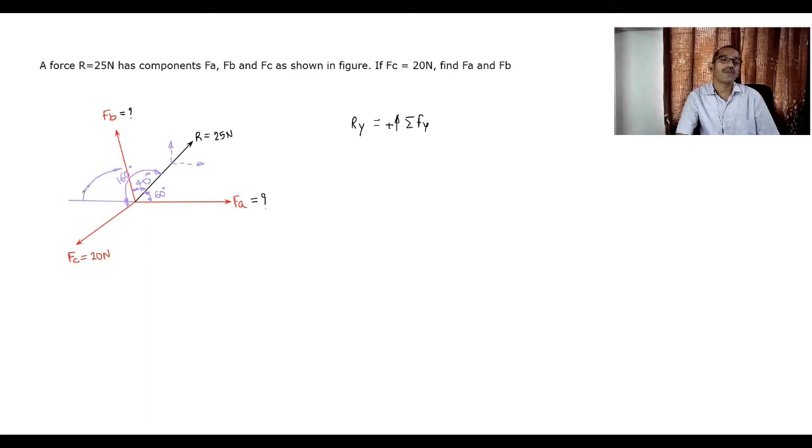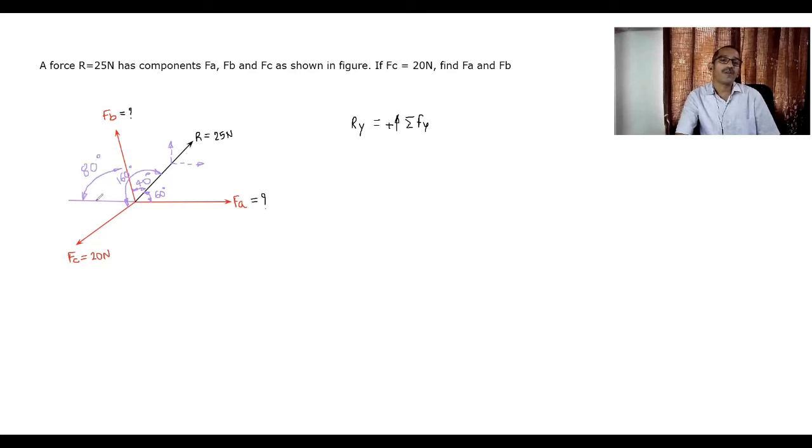The resultant is inclined at 60 degrees with the horizontal, and Fb is inclined at 40 degrees with the resultant. That means Fb is inclined at 60 plus 40, 100 degrees with the positive x-axis. So Fa and Fb are inclined at 100 degrees. What about this remaining angle? This will be 80 degrees.